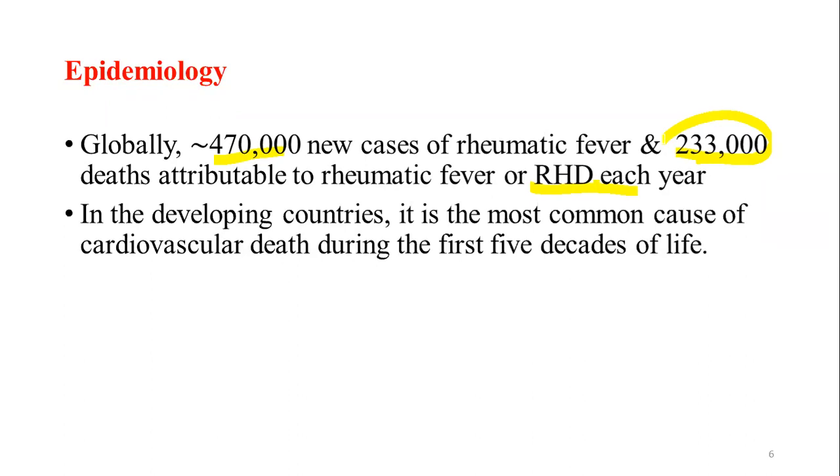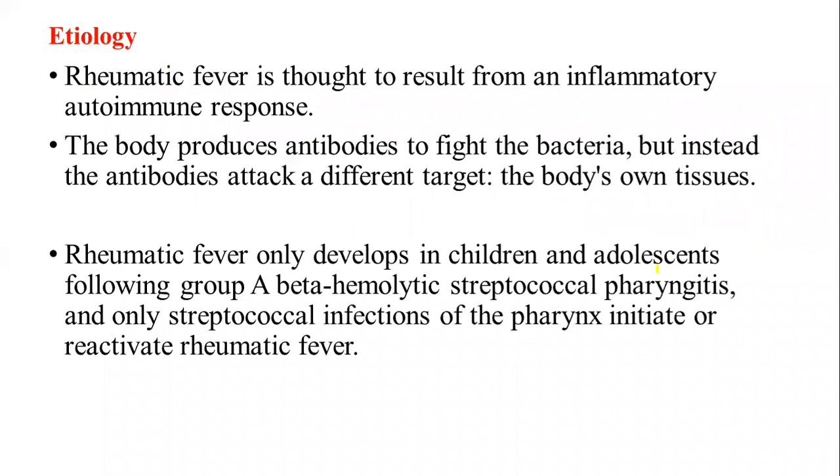But it is very common. It is one of the most common causes of cardiovascular disease in developing countries, as I mentioned before. Then what causes rheumatic heart disease and what causes rheumatic fever? So the whole idea is there is an infection. So when there is an infection due to a group A streptococcal organism, what will happen?